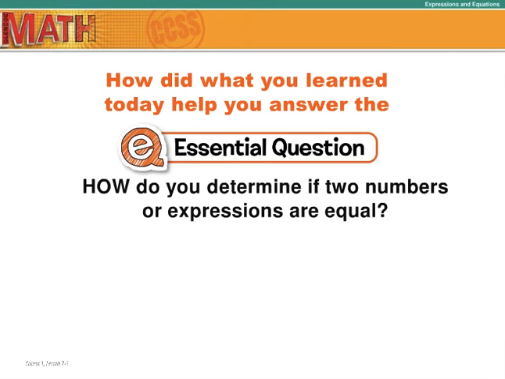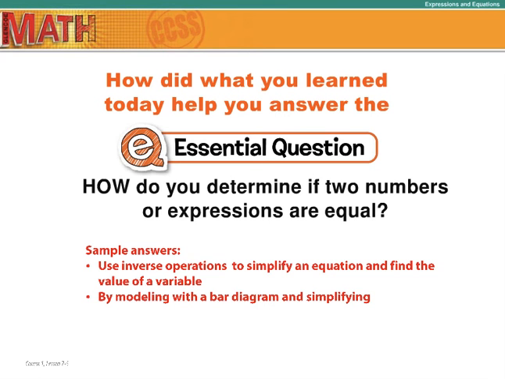How did what you learned today help you answer the essential question? How do you determine if 2 numbers or expressions are equal? Okay, here's some sample answers.